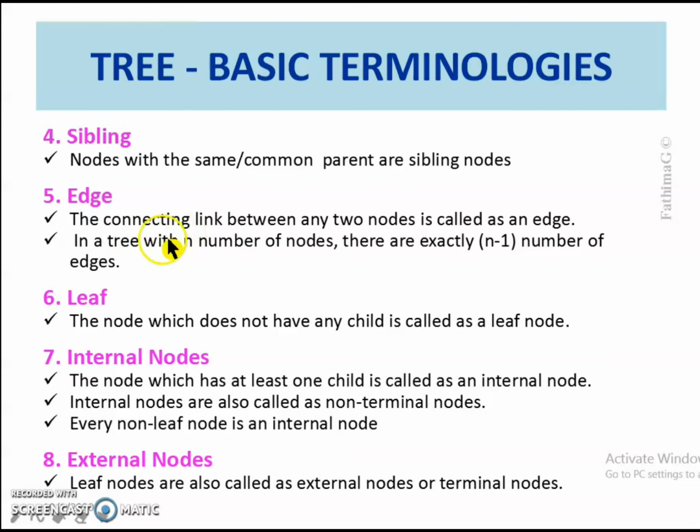The fact is that in a tree with n number of nodes, there are exactly n minus 1 number of edges. Next, the term leaf. The node which does not have any child is called as leaf node. The next, the internal nodes. The nodes which has at least one child is called as an internal node. The internal nodes are also called as non-terminal nodes. Every non-leaf node is an internal node. Next terminology, external node. All leaf nodes are called as external nodes or terminal nodes.